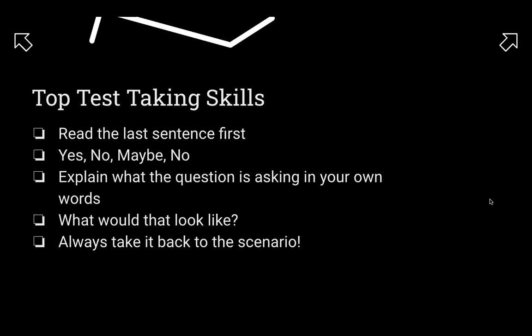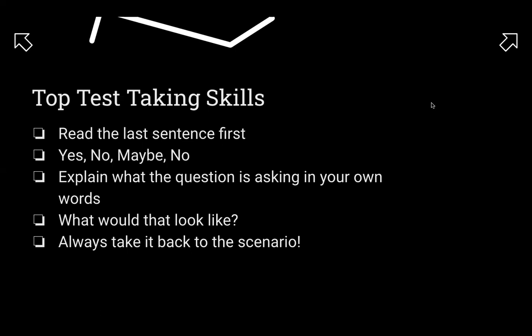But number one is to read the last sentence first. The reason we do that is the last sentence typically has the question. When you know the question, your brain knows what section it's from. Maybe one of the more challenging things about the exam is you have no clue what section the questions are from. But reading the last sentence, it'll tell you, like, what measurement procedure are we looking for?